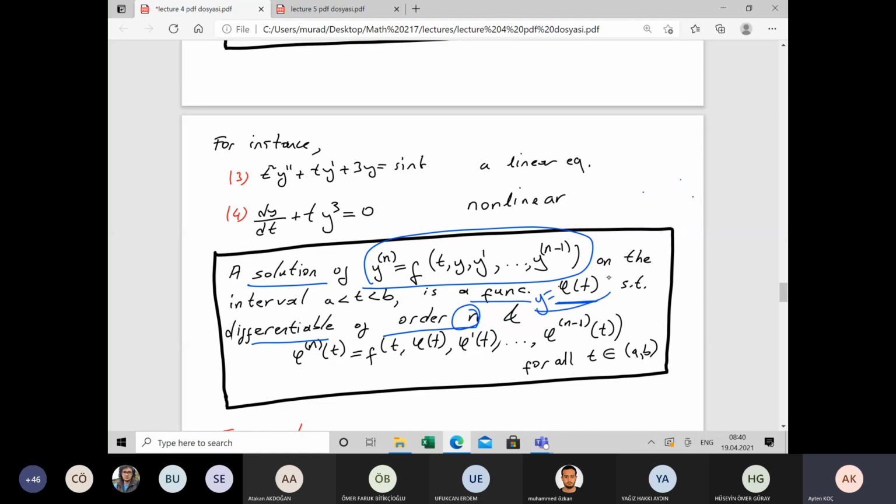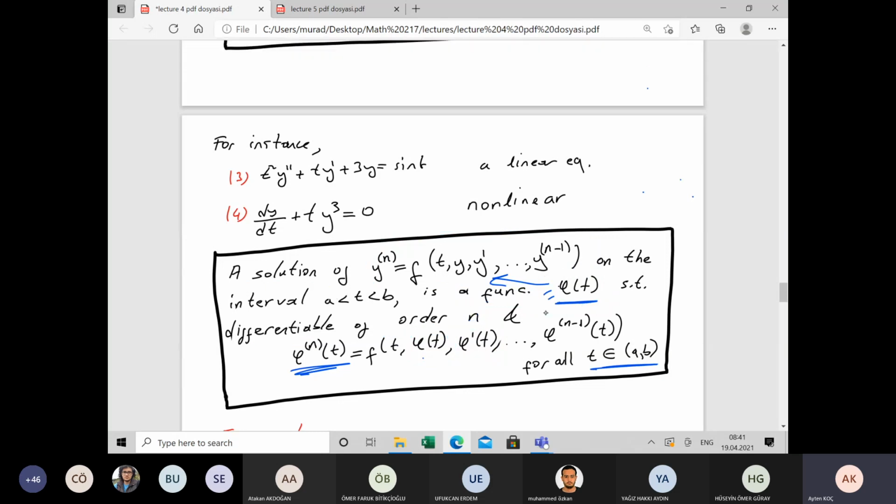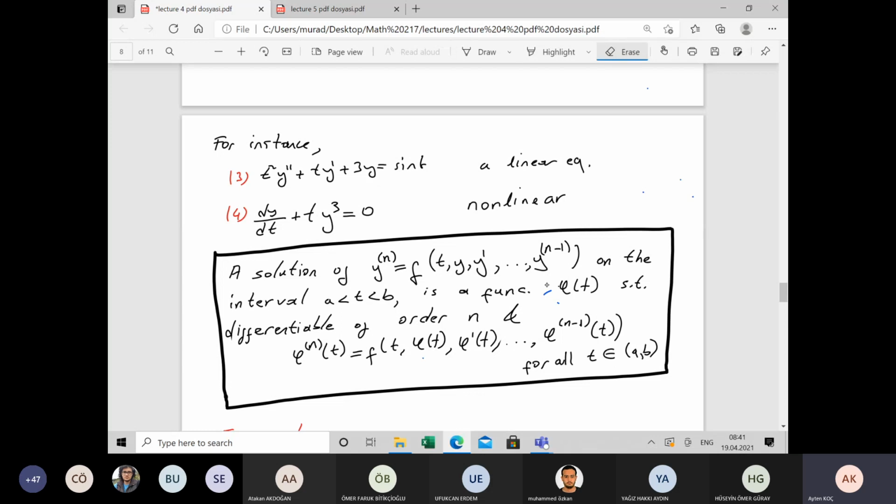We substitute y equal phi of t, y prime is phi prime of t, and so on up to the n-th derivative of phi of t, for all t in this interval. Solution means they satisfy our equation. So our aim is to find the solution, which means finding such a function phi of t.